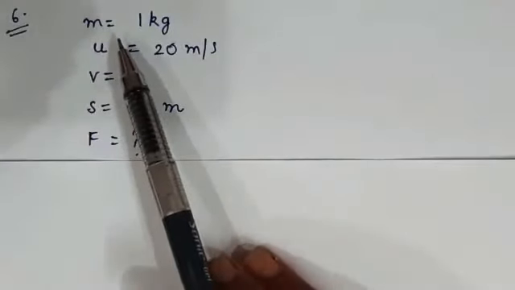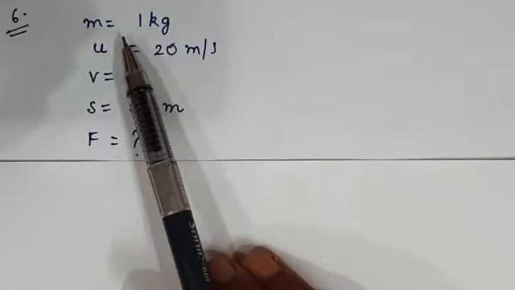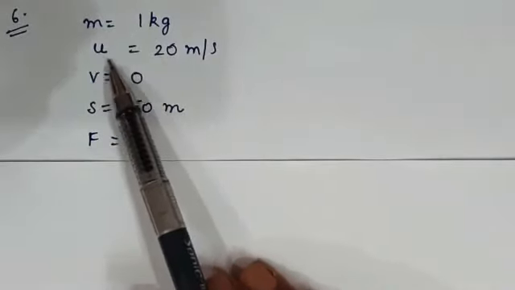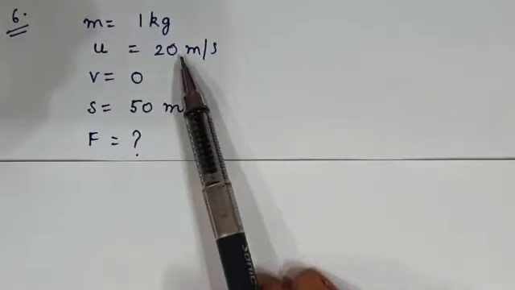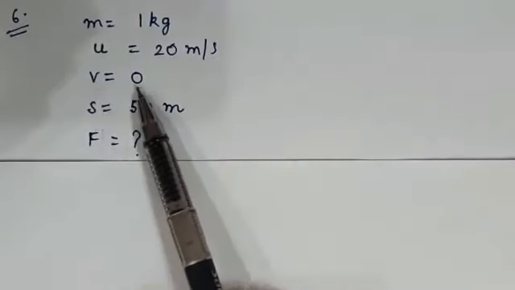Now coming to question number 6. A stone of 1 kg. So mass is given, 1 kg. It is thrown with a velocity of 20 meter per second. So it is thrown, means initial velocity is 20 meter per second, across the frozen surface of a lake and comes to rest, means final velocity is 0, after traveling a distance of 50 meter.